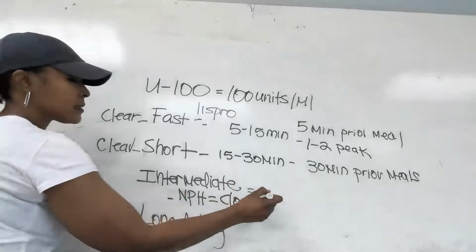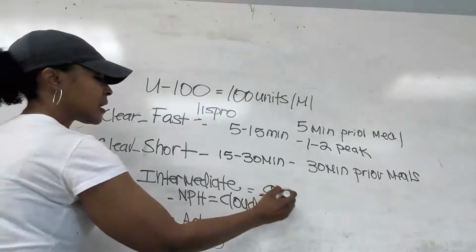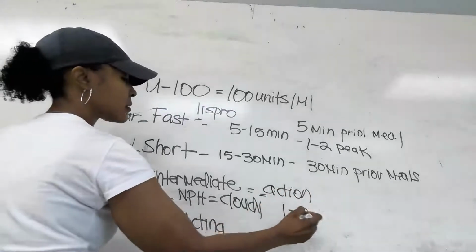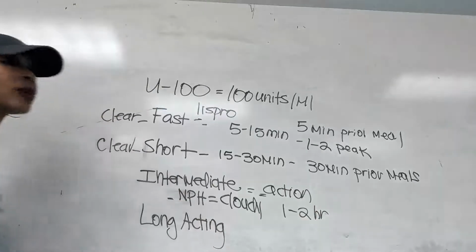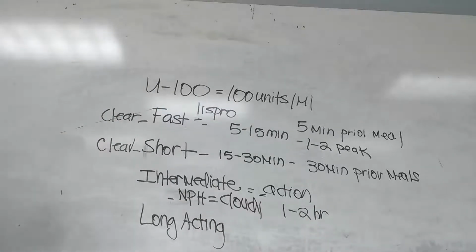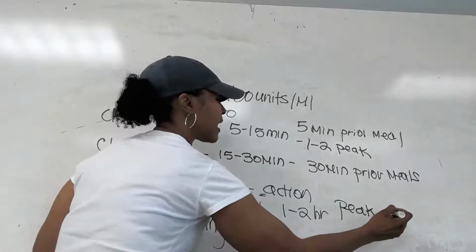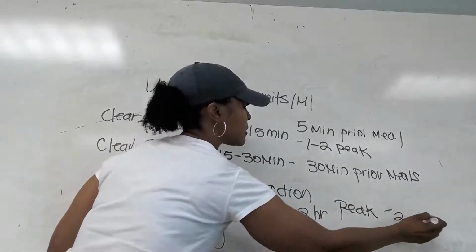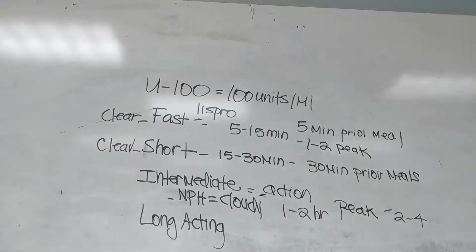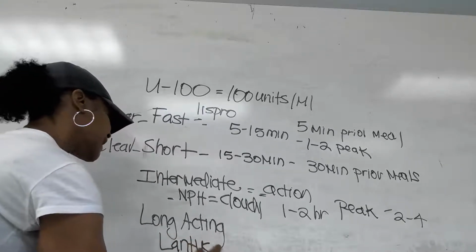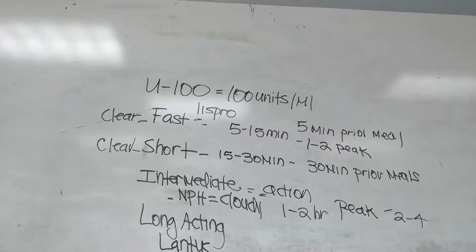The onset, the action time of NPH, is 1 to 2 hours. It starts to work in 1 to 2 hours. And the peak time, this is important for you guys to know. The peak time is 2 to 4 hours, or sometimes 2 to 6. Then we have long-acting insulin. An example of that is Lantus. Lantus is a long-acting insulin.